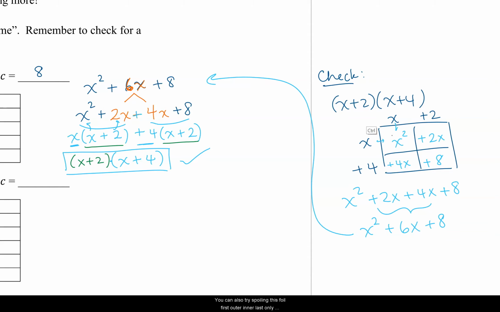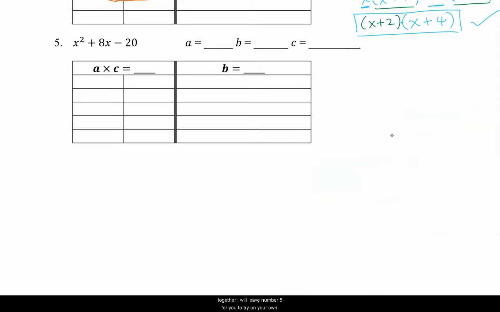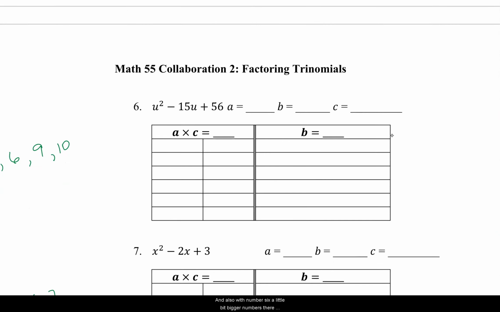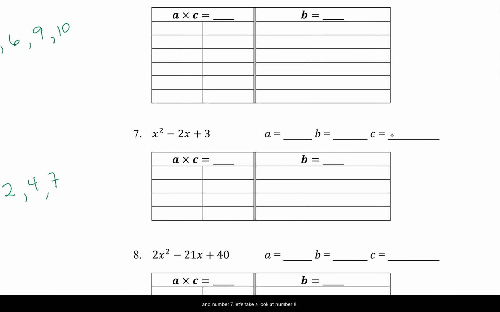You can also try foiling this. FOIL, first, outer, inner, last, only works on multiplying binomials. So just be careful when you're multiplying factors back out. You can only use FOIL on 2 binomials multiplied together. I will leave number 5 for you to try on your own, and also number 6. A little bit bigger numbers there, and number 7. Let's take a look at number 8.